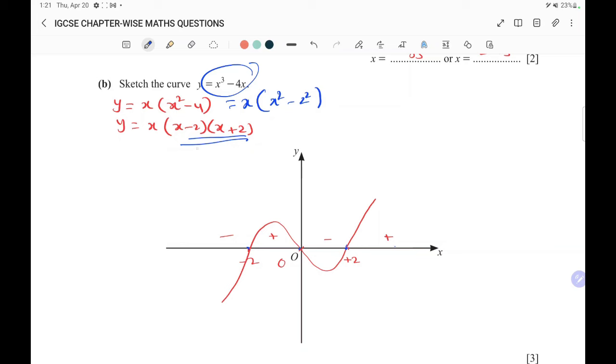After 2, if you select any value like 3, 4, 5, it will give you positive values. If you select any value between 0 and 2, it will give you negative. Between minus 2 and 0, it will give you positive. Less than minus 2, it will be negative. So y positive means above the x-axis, y negative means below the x-axis. So this will be the curve.